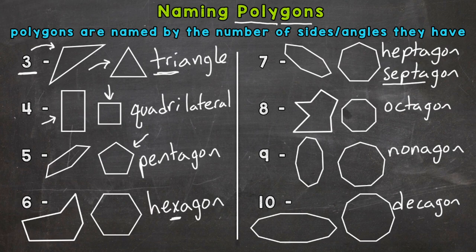Actually, some within this list are more common than others. But there are 3 sides and angles through 10 sides and angles. And remember, we name polygons by the number of sides and angles they have.